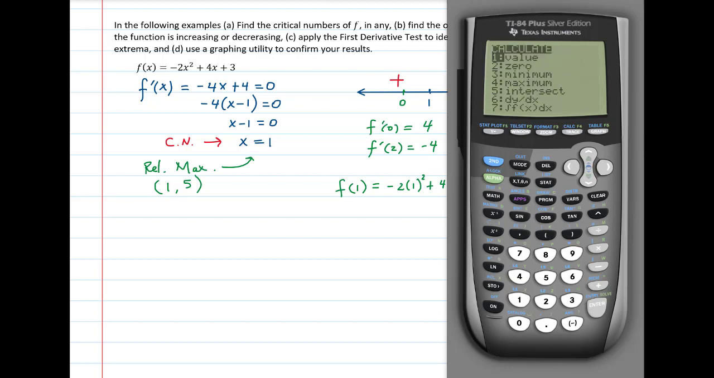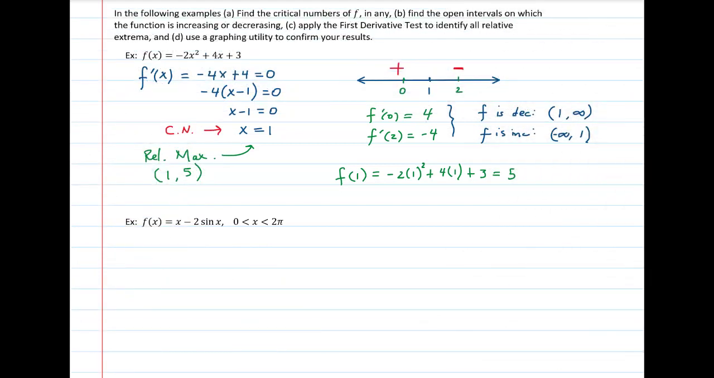And notice how we only have one extrema here. There's not going to be a min because, right, the parabola opens down, so it just goes to infinity. You can see that from the picture. If I do second trace to figure out my max, give a left bound and a right bound and enter, I get the maximum (1, 5).